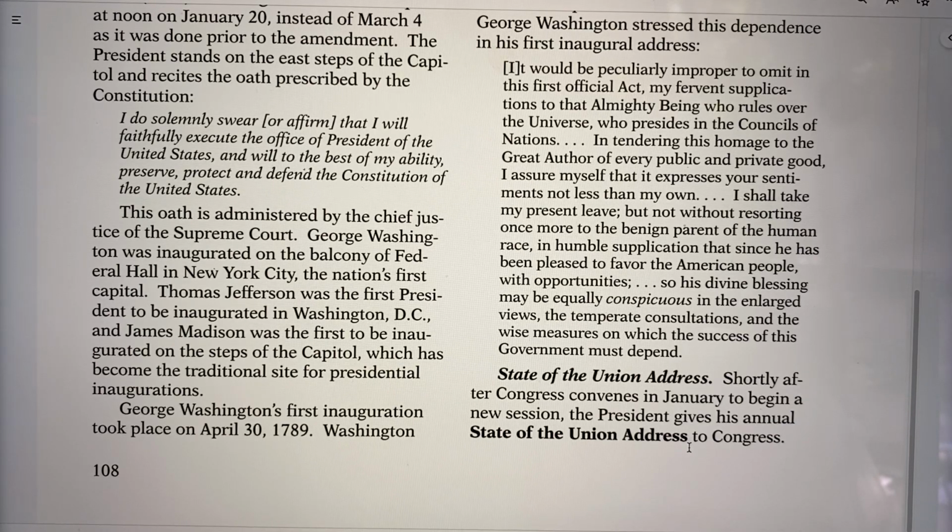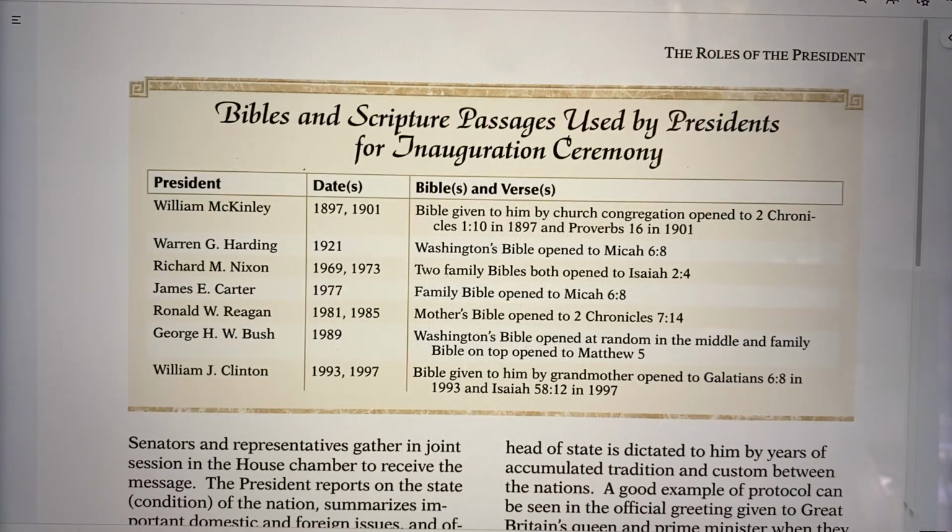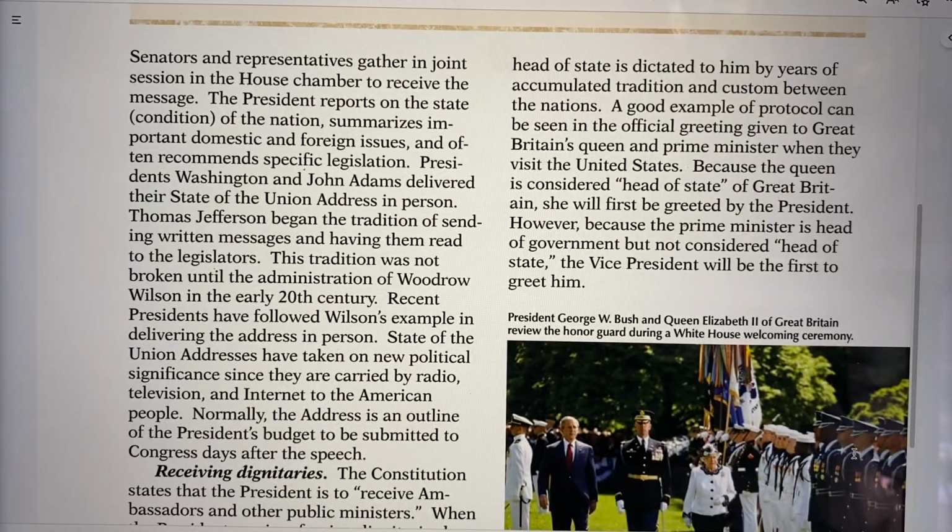So what's the difference? Well, the State of the Union address happens shortly after Congress convenes in January to the new session. Then the president gives the annual State of the Union to Congress. So he's talking to Congress, although it's very televised and everyone is very interested in the State of the Union address. Why are they interested? Because the president's going to state how the Union is and what he's going to do in his next 4-year term.